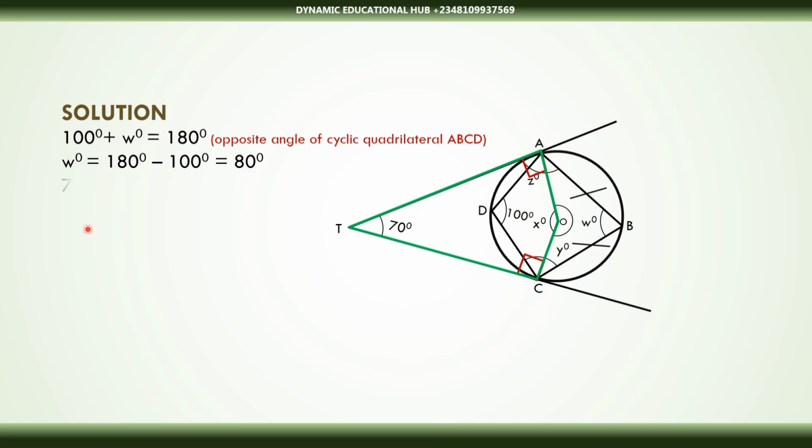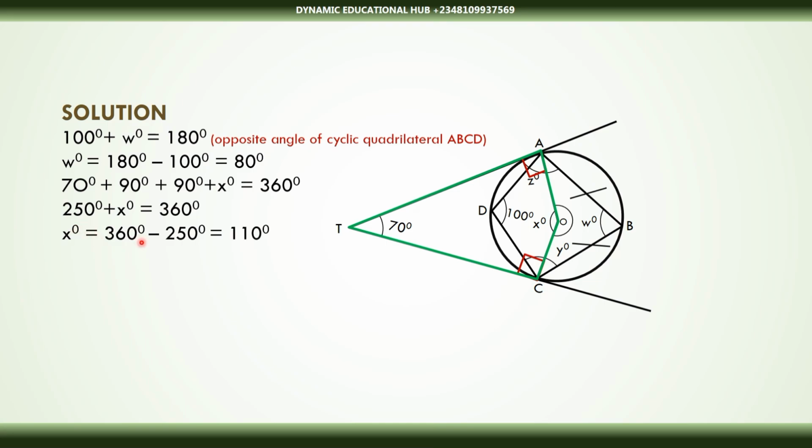So let's apply that. It means that 70 degrees plus 90, this angle, plus another 90 plus X will give us 360 degrees. Applying that, 70 plus 90 plus 90 will give us 250. 250 plus X degrees is equal to 360. To find the value of X, what are you going to do next? X will be 360 degrees minus 250, and that will give us 110 degrees. So the value of our X will be 110 degrees.